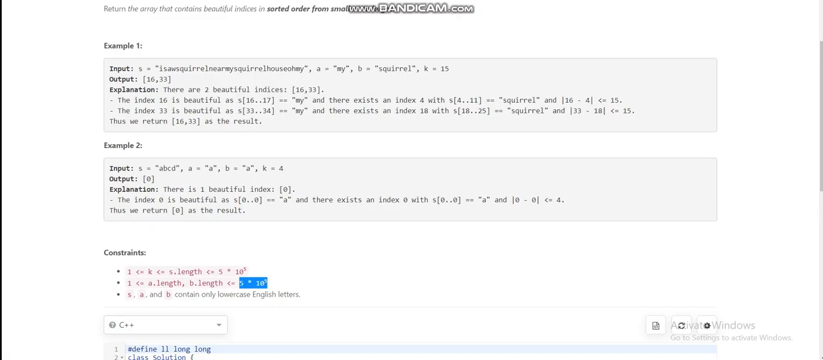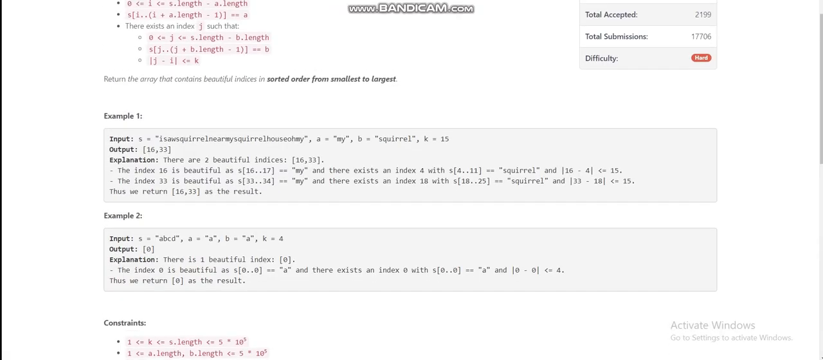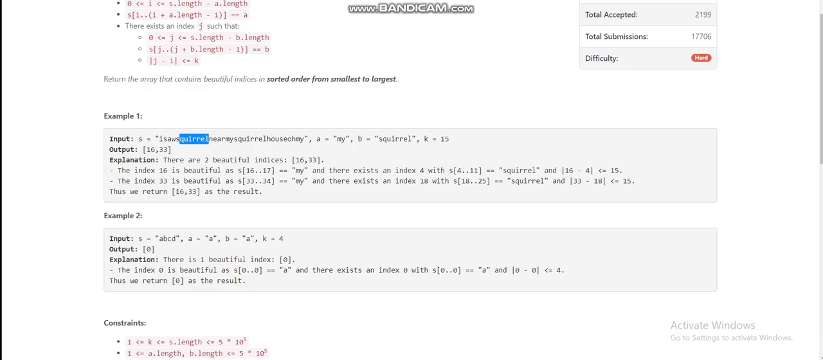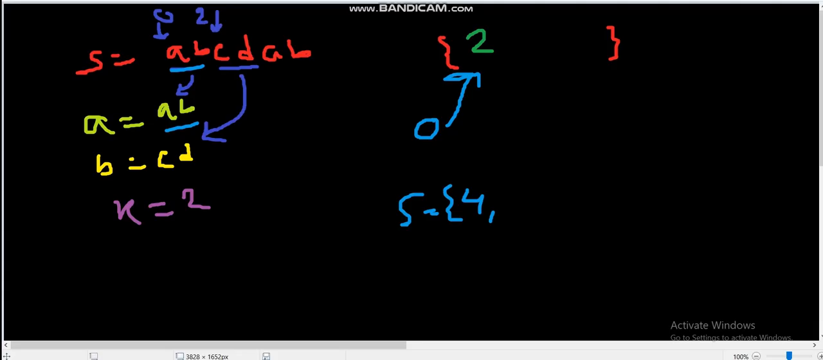So now let's solve this. Try to take the first example. Now for the first example, you can check that this is one squirrel. So one squirrel is at index what? Index 0 1 2 3 4. So our set will contain 4. And what is the next value of the match? The next value of match is here. Here you can check that the index is 18. So our set will contain 4 comma 18.